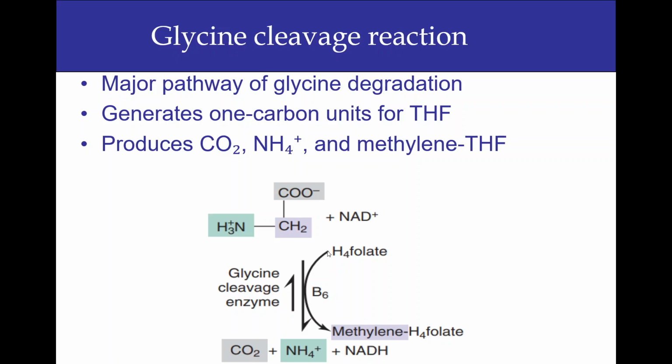This is another way of writing the TH4. Tetrahydrofolate is folic acid with 4 hydrogens, and it can be converted to methylene tetrahydrofolate by taking the carbon. So this carbon can be taken by tetrahydrofolate, and it will become methylene tetrahydrofolate. This is the major fate of glycine, and we call this reaction the glycine cleavage reaction. There's complete cleavage of glycine into CO2, ammonia, and the other carbon is donated to tetrahydrofolate.